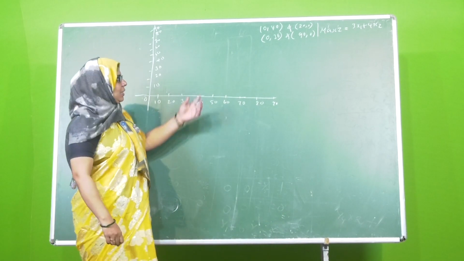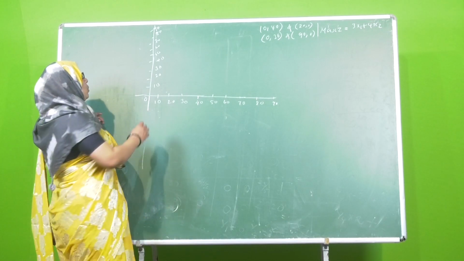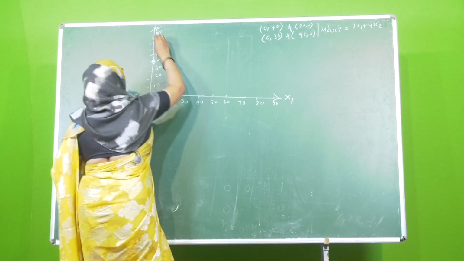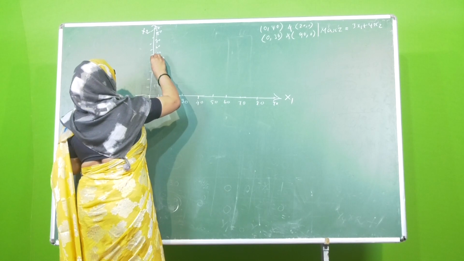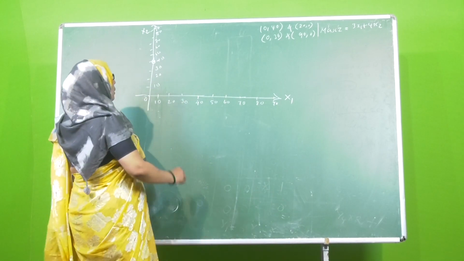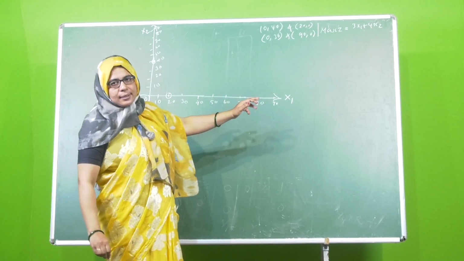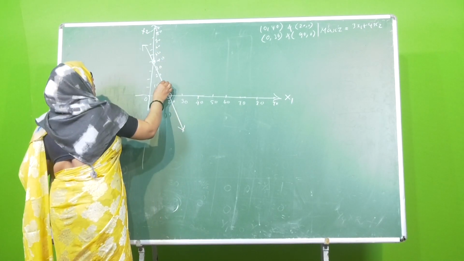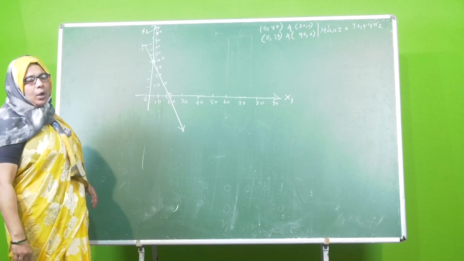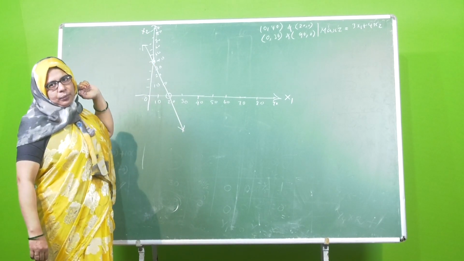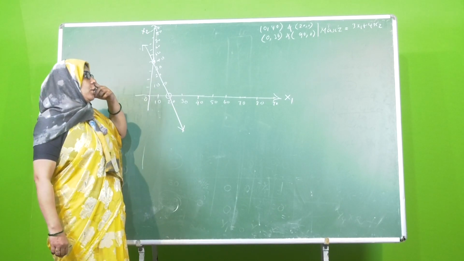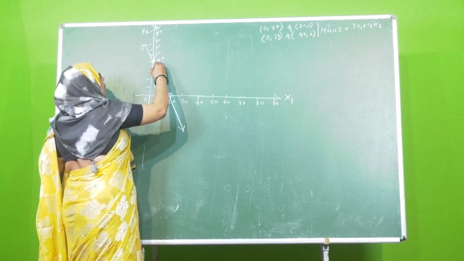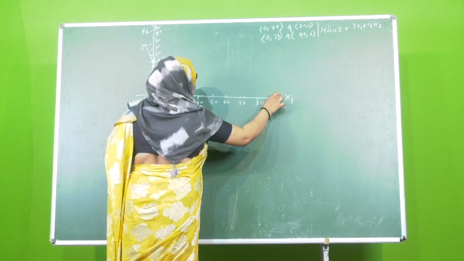So what is the first point? 0, 40. So 0 on the x1 axis and 40 on the x2 axis. Next, 20, 0: 20 on the x1 axis and 0. This is the first equation, equation number 1. Or else we write the equation here, to avoid confusion. Next point 0, 36, and then 90, 0.